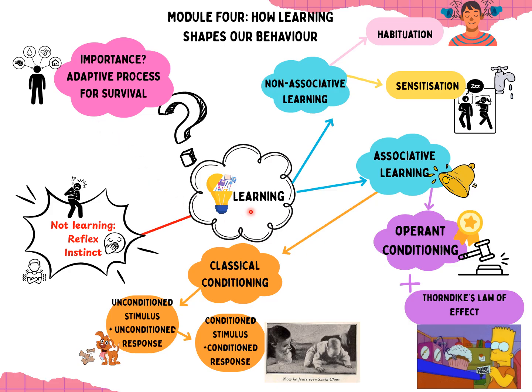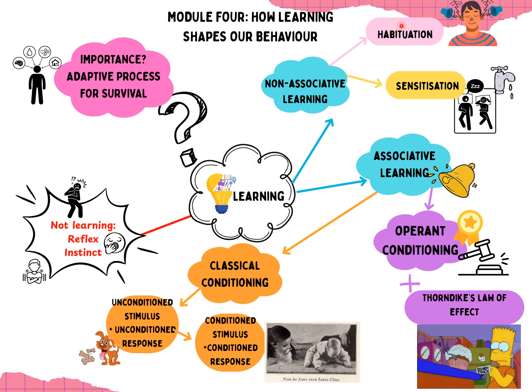There are two main types of learning, non-associative and associative. Non-associative learning differs from associative learning as it occurs through simple exposure to a stimulus, whereas associative learning occurs when we connect different stimuli and/or events. To start with, let's look at non-associative learning. As you can see, there are two types, habituation and sensitization.